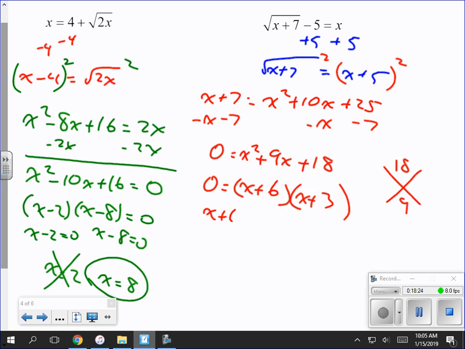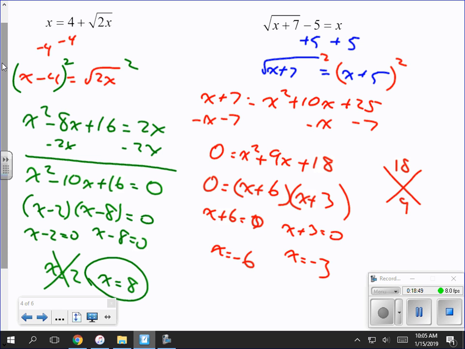So x plus 6 equals 0, x plus 3 equals 0. X equals negative 3. X equals negative 6. Now, ooh, they're both negative. It isn't going to work. Not necessarily. And you look at this and go, well, they're equal to a negative on the other side. Well, that doesn't necessarily mean they're not going to work.